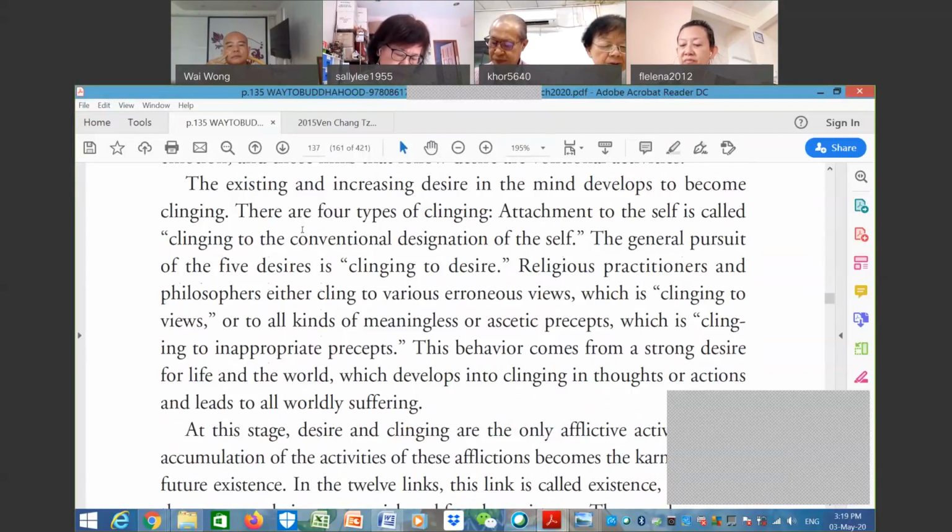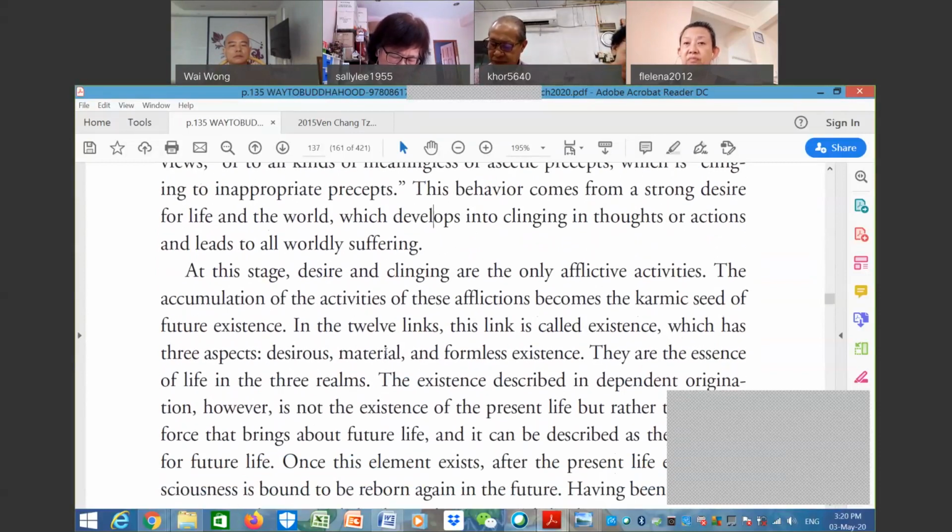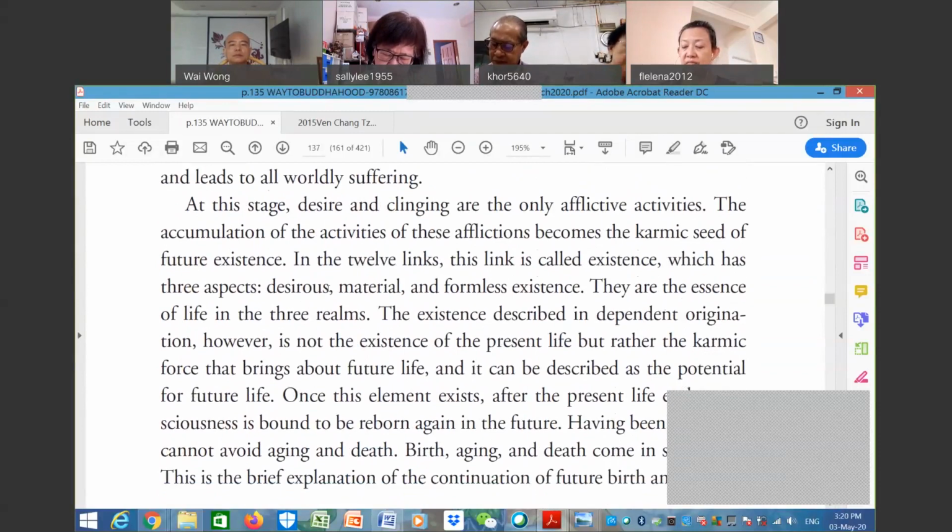Religious practitioners and philosophers either cling to various erroneous views, which is clinging to views, or to all kinds of meaningless ascetic precepts, which is clinging to inappropriate precepts. This behavior comes from a strong desire for life and the world, which develops into clinging in thoughts or actions and leads to all worldly suffering. At this stage, desire and clinging are the only affirmative activities. The accumulation of activities of all these afflictions becomes the karmic seed for future existence.